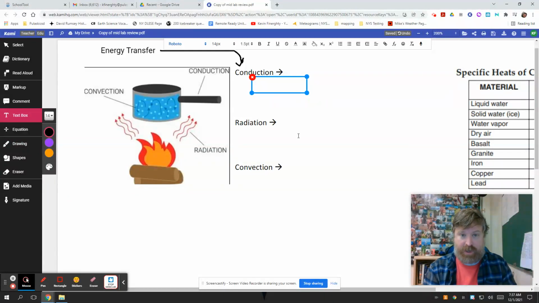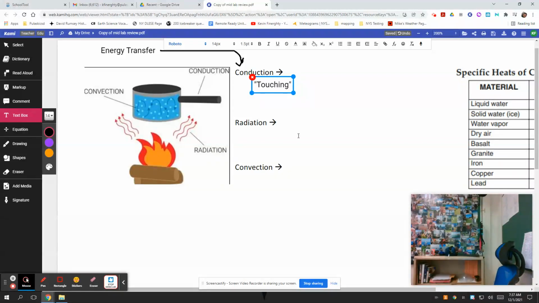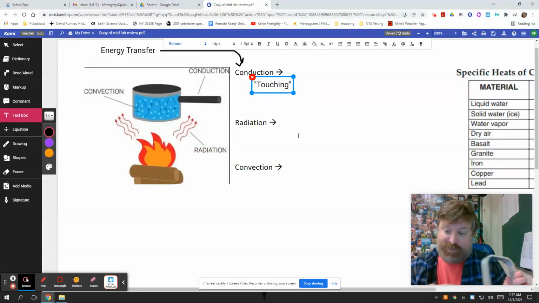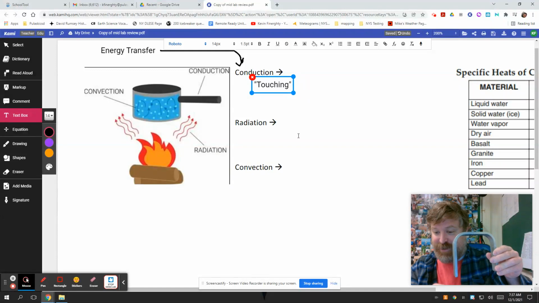Conduction, this is the one by essentially touching. You need physical contact for conduction to be a thing. It's energy transfer by molecule to molecule contact. You will do a lab soon, or if you're doing this assignment later because you missed it, you've already done this lab, where energy conducts along this aluminum bar by molecule to molecule contact.